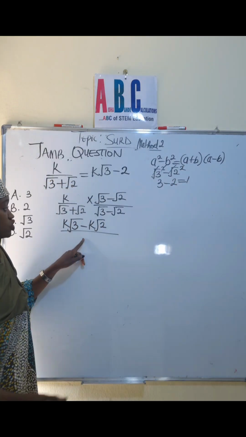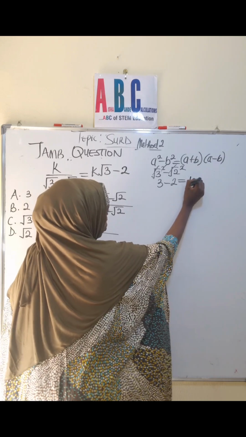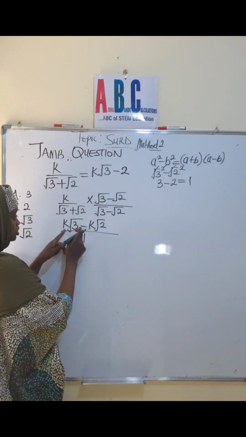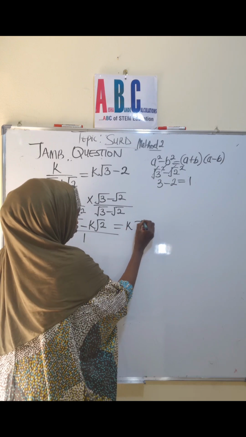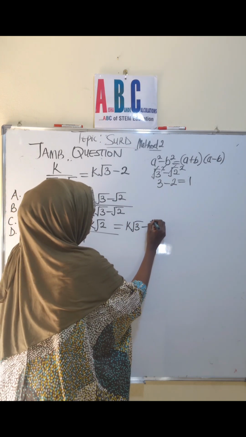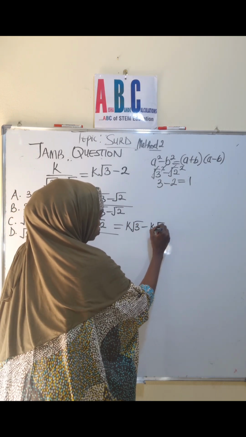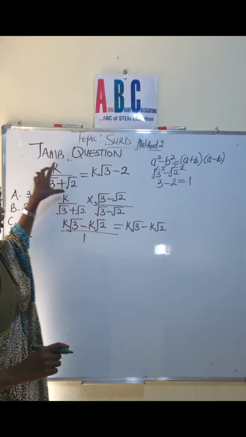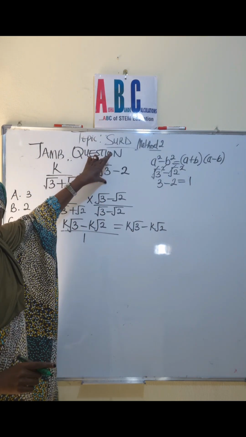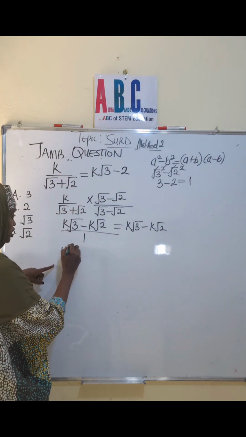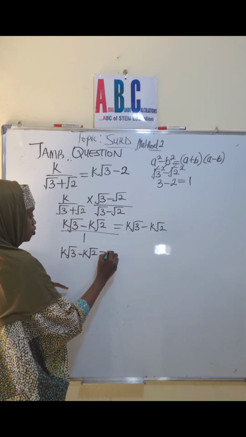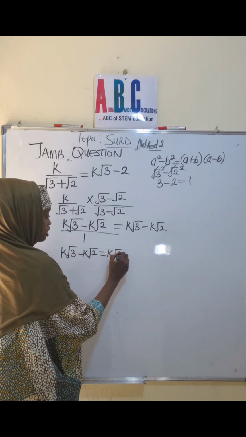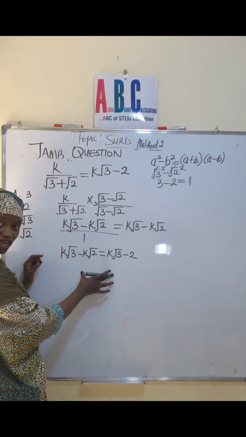That means the denominator here is going to be 1, right? So k root 3 minus k root 2 over 1 is k root 3 minus k root 2. So this is what we have now for the left hand side. Now let's equate it to the right hand side. This becomes k root 3 minus k root 2 is equal to k root 3 minus 2. Now let's collect like terms.